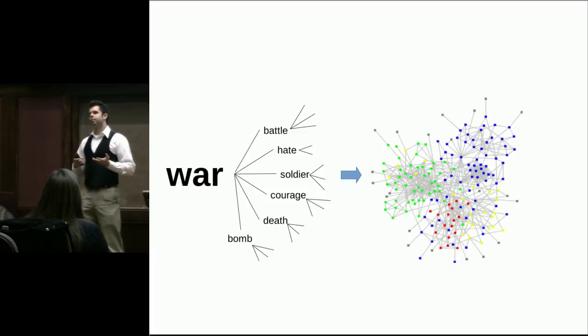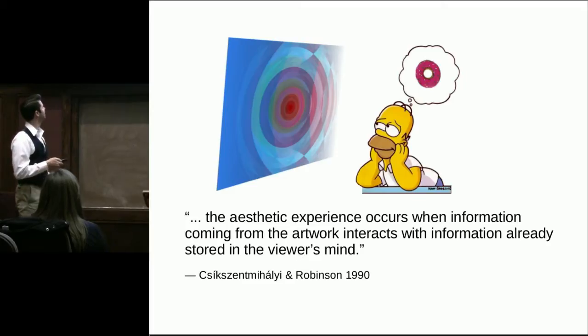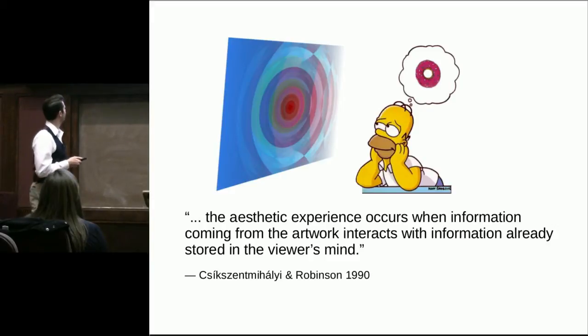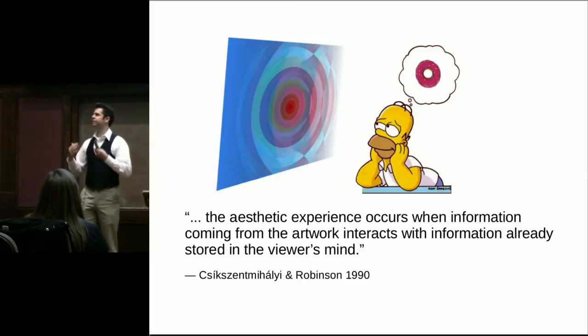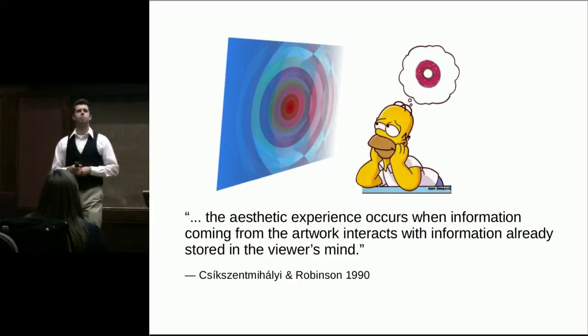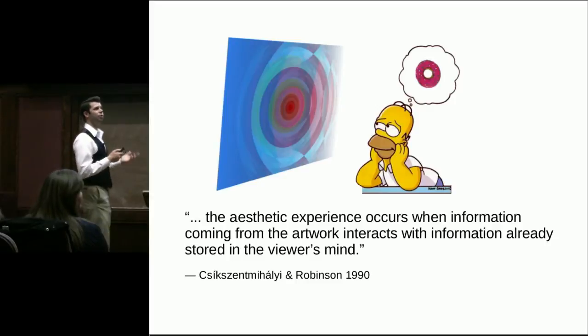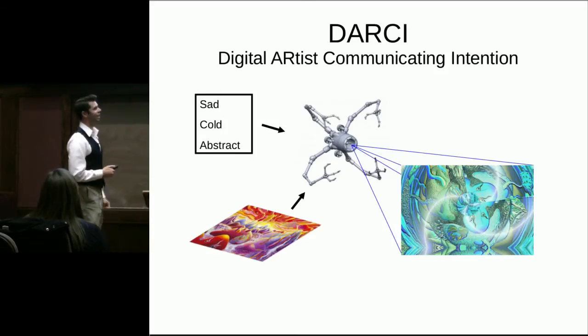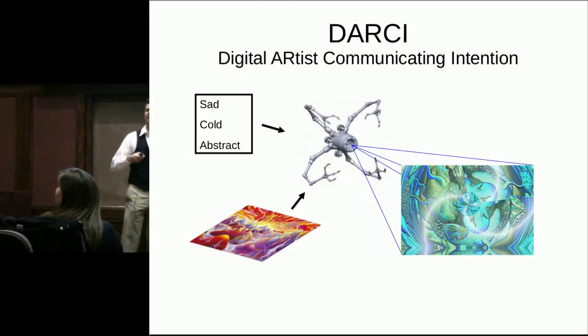Okay. And so when we see paintings, a notable cognitive psychologist named Csikszentmihalyi said this: the aesthetic experience occurs when information coming from the artwork interacts with information already stored in the viewer's mind. Okay? So through art, there's some transfer of information. The artist is trying to communicate something to the viewer. Okay? And so using these principles in mind, I made my own artist, and her name is DARCI. Okay? So DARCI is a program that I've written with the intent of making art that conveys meaning.